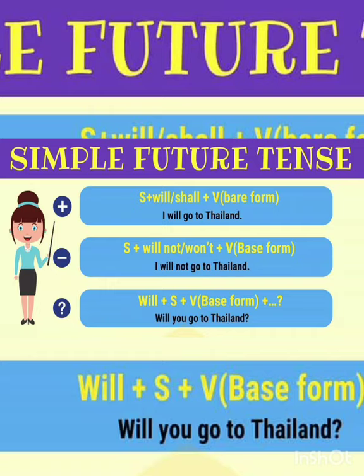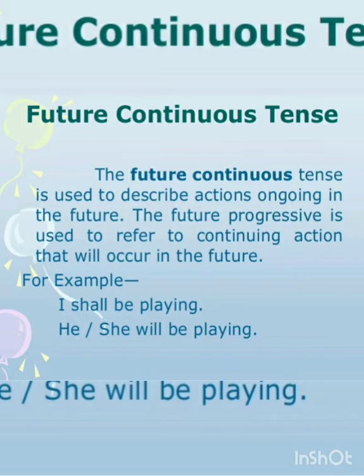And future continuous tense. Now we are learning future continuous tense, and this future continuous tense is used for an action going on in future, or it is used for future planned actions. The future continuous tense is used to describe actions ongoing in the future, and this future progressive is used to refer to continuing action that will occur in the future.